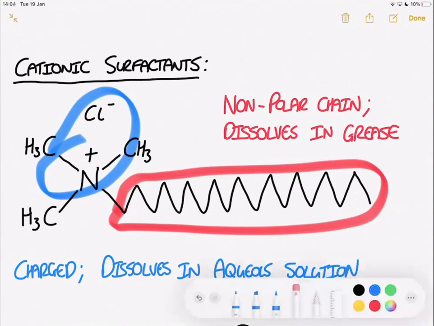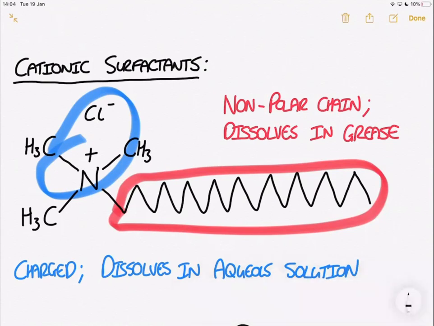So cationic surfactants are often quaternary ammonium salts, okay? And they have this character. And the way that you would make these is by pushing that substitution series of reactions to its limit and making a quaternary ammonium salt.